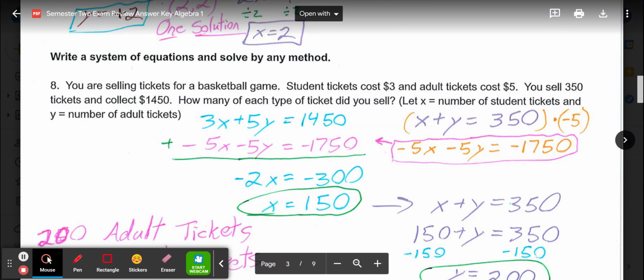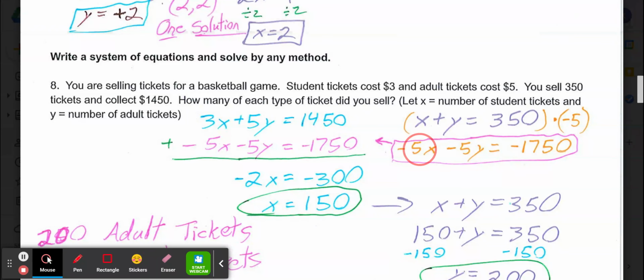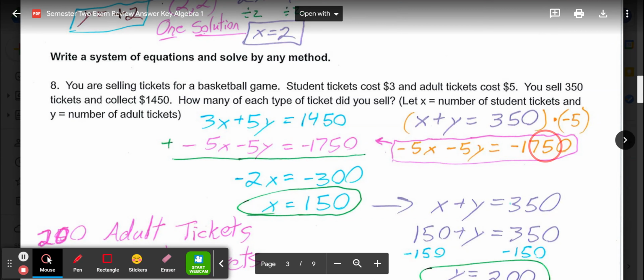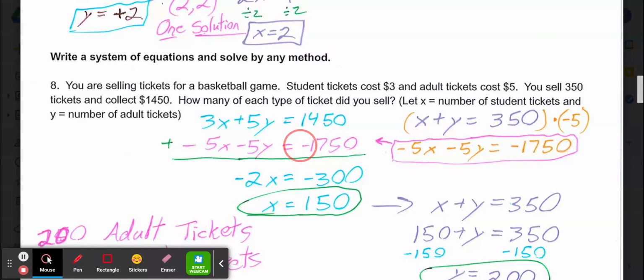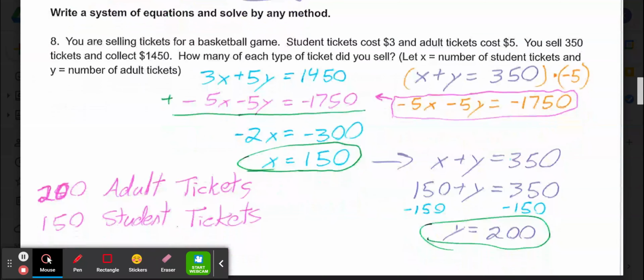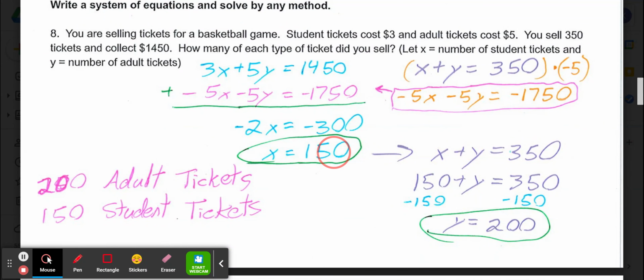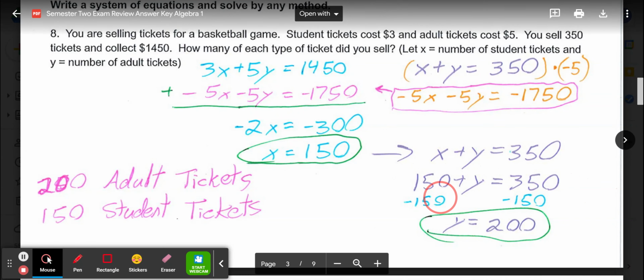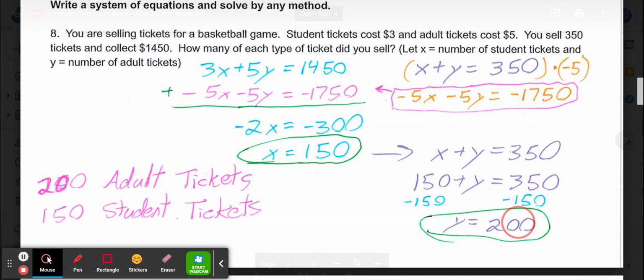I decided I wanted to use elimination, so I multiplied my x plus y equals 350 by -5, so that way I can end up canceling out my y's. So that gave me -5x minus 5y equals -1750. So right here, using combination elimination, I end up with -2x equals -300. Divide by the -2, and x is 150. Then x plus y equals 350, so subtract our 150, and y equals 200.